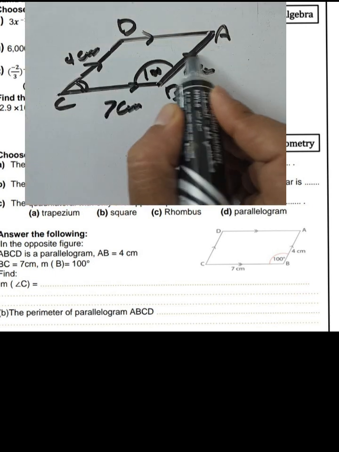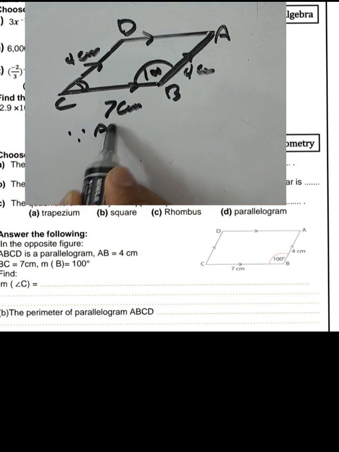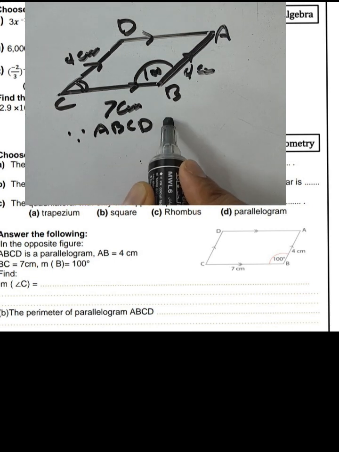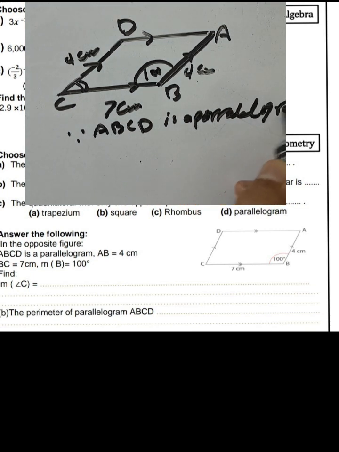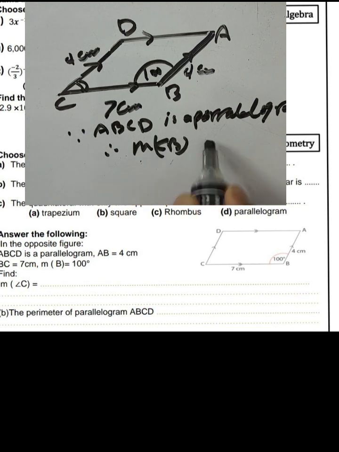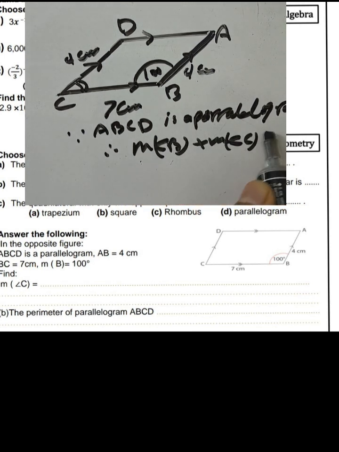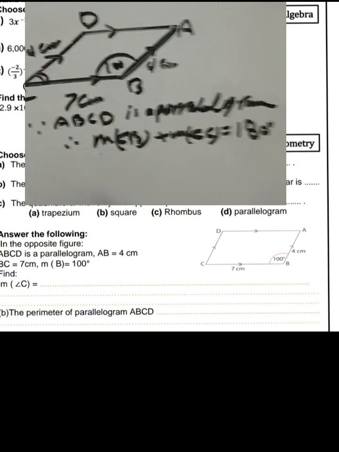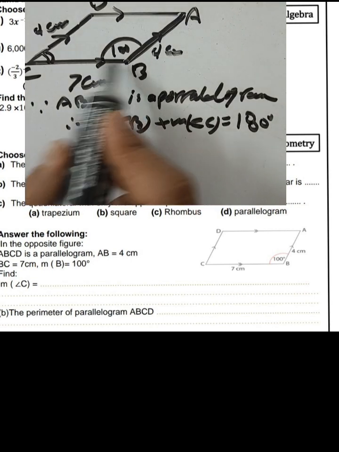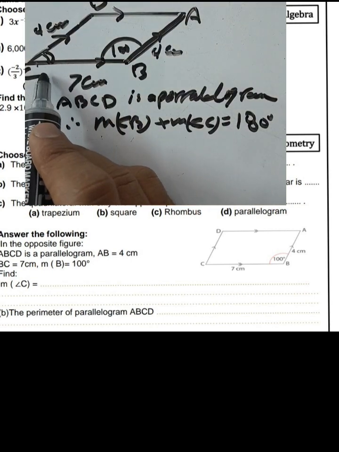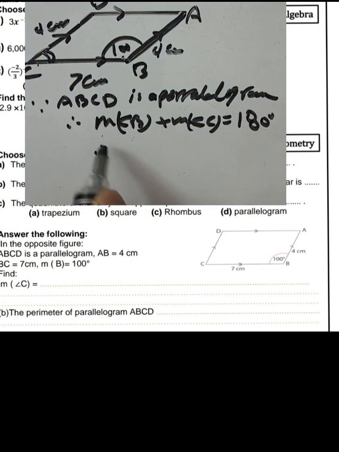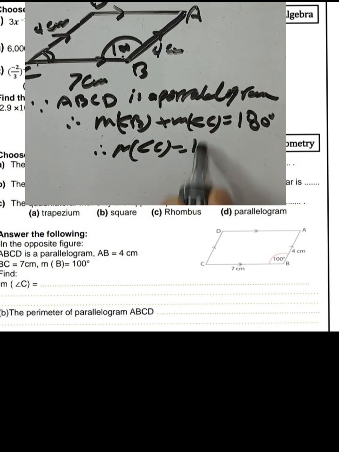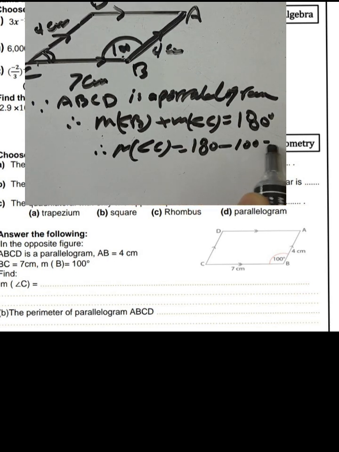We have a parallelogram such that ABCD is a parallelogram. Then the measure of angle B plus the measure of angle C is 180 degrees, corresponding angles here. Then the sum of them is 180. So the measure of angle C will be 180 minus 100, it will be 80 degrees.